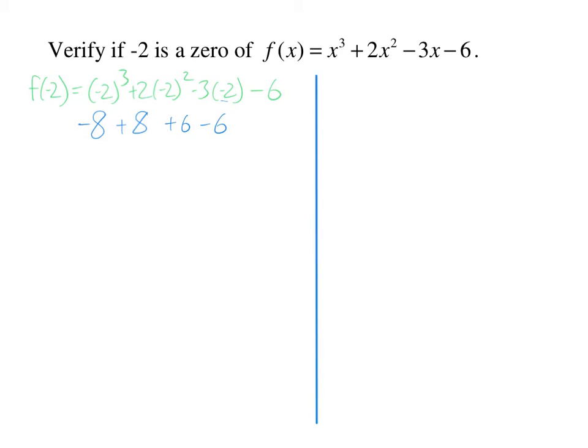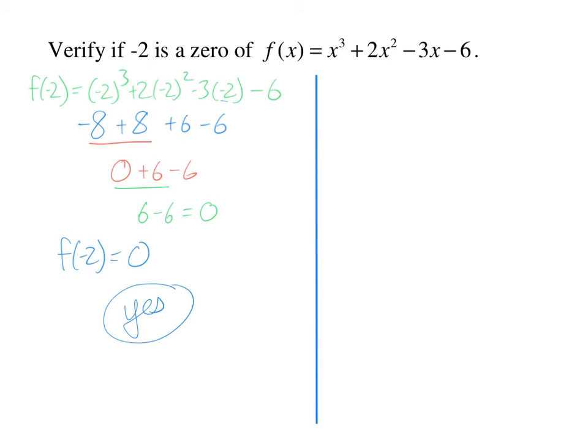So let's see what this ends up being. We're looking to see if it's a 0. So let's first do this. Negative 8 plus 8 is 0. Bring down the plus 6 and minus 6. Okay, 0 plus 6 is 6. Bring down the minus 6. Does that equal 0? Why, yes, it does. So f of negative 2, when I plug it in, equals 0. So what that means is that negative 2 gives us 0, so it is a 0. So yes, it is a 0.